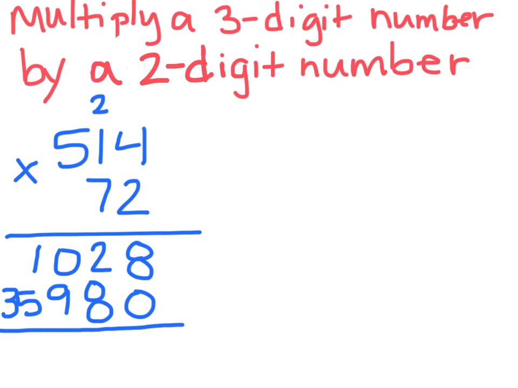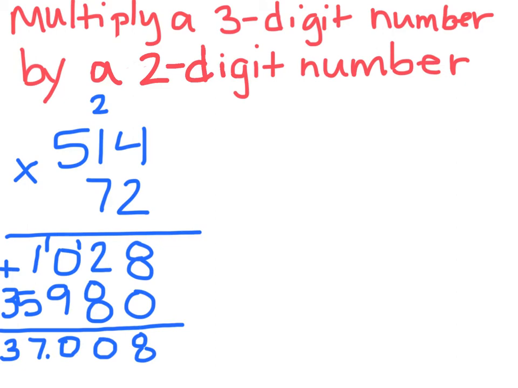Now, let's add it all together. 8 plus 0 is 8. 2 plus 8 is 10, so we put down the 0 and carry the 1. 1 plus 0 is 1, plus 9 is 10. Once again, put down the 0, carry the 1. 1 plus 1 is 2, plus 5 is 7. And 3 comes down all on its own, giving us a final answer of 37,008. Final step, check for reasonability.